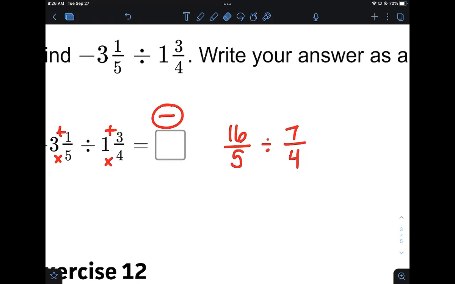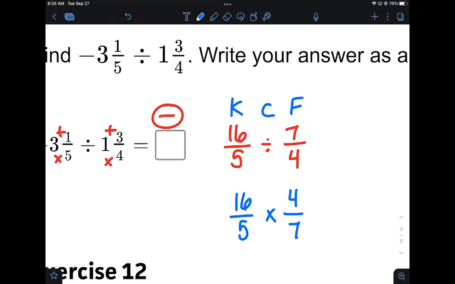All right, can we cancel? Yes. No. Because we have to keep change flip it first. You're right. You can only cancel when you're multiplying fractions. So before you start canceling the 16 and the 4, we have to keep change and flip this fraction. As Logan just said, we're going to flip flop the 7/4. So 16/5, keep that fraction the same. Change the division to multiplication. And flip 7/4 to 4/7.